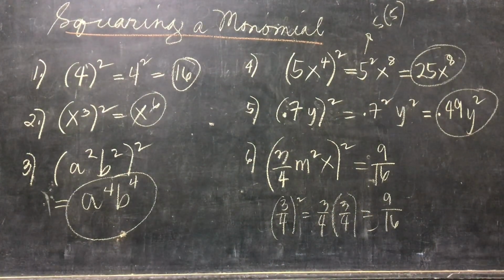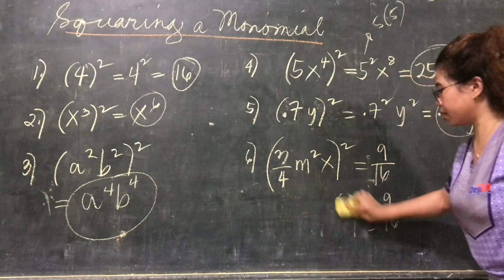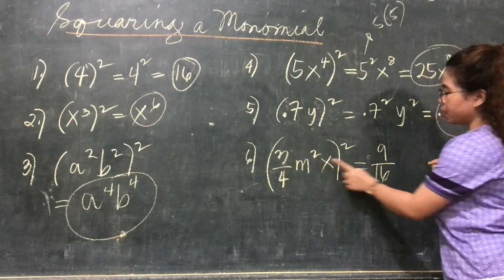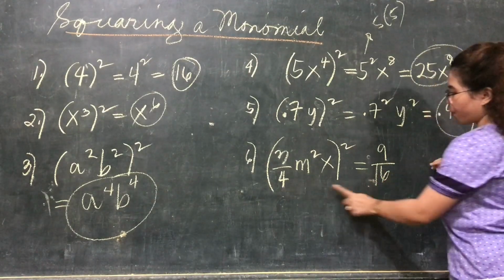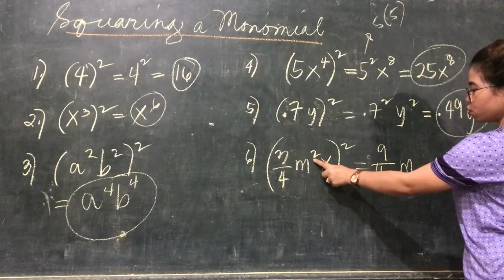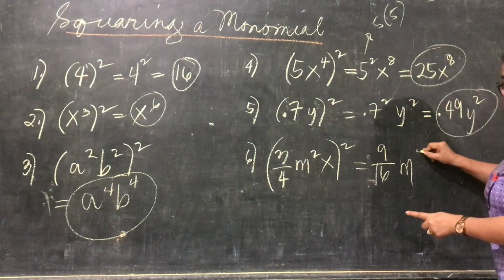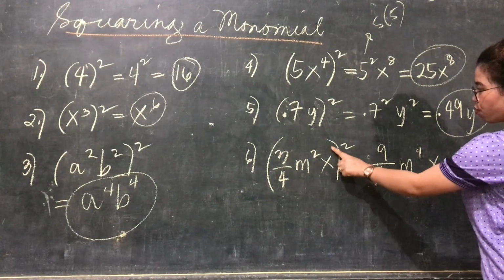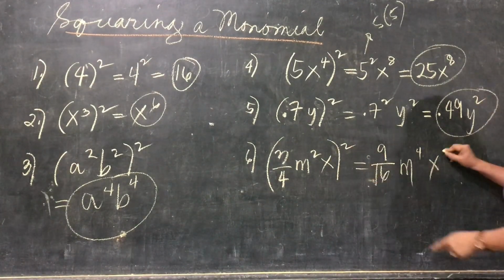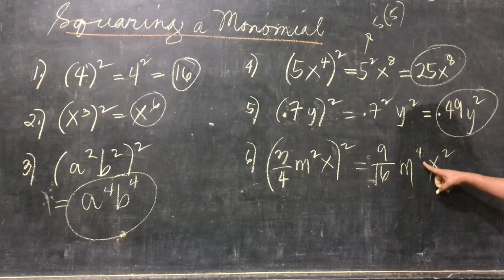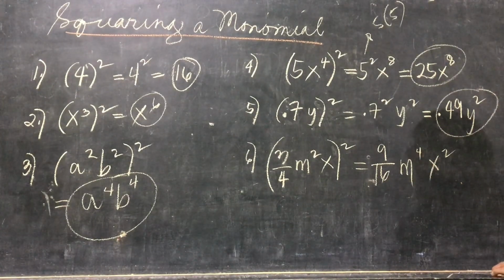Okay, let me reason it out. Going back, 3 times 3, you have 9. 4 times 4, you have 16. Copy m, and then 2 times 2, you have 4. Now x has a power of 1 there, 1 times 2, you have 2. So the answer is 9/16 m to the 4th x squared.